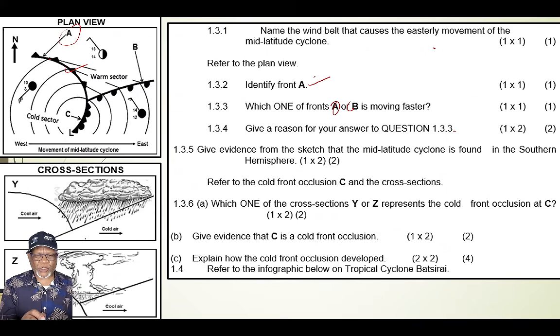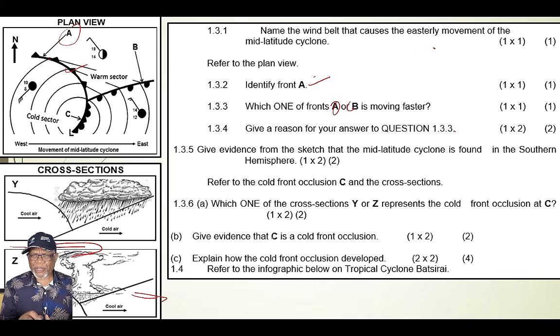So when you draw this cross section, you must also indicate direction of the system. And if the examiner asks you to draw a cross section, you must label your cross section. You must say cross section of a mid-latitude cyclone in a mature stage, or cross section of a cold front occlusion, a cross section of a warm front occlusion. You must always give labels to your diagrams.